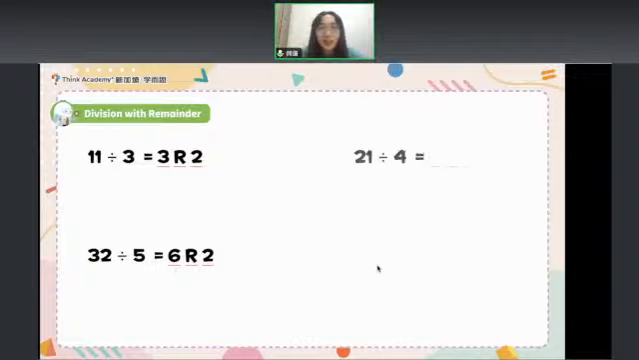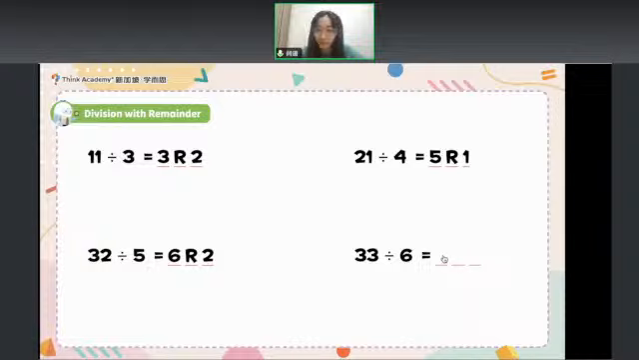So following this again, 21 divided by 4. Quickly, 5 seconds for you. 21 divided by 4. Good job. 5R what? 5R1, correct. 4 times 5, that is 20. 20 plus 1. Okay, next one.